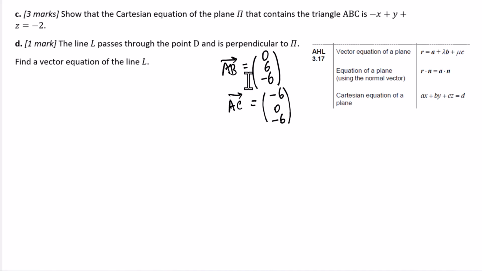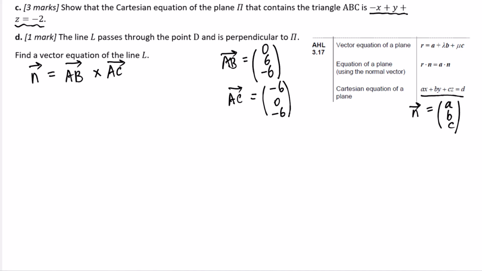Let's go to C. Show that the Cartesian equation of the plane pi that contains the triangle ABC is -x plus y plus z equals -2. Cartesian equation of a plane is this. We do know this ABC is a normal vector. So first of all, we need to figure out a normal vector. Normal vector n1 equals vector AB cross vector AC.